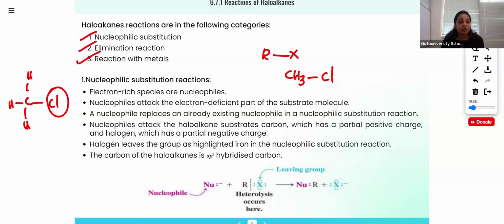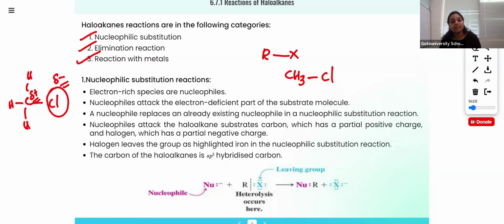As I said before, normally the carbon-halogen bond has a partial polar character. Because of the electronegativity of the halogen atom, the chlorine atom is more electronegative and carbon is comparatively electropositive. So due to the high electronegativity of chlorine, it drags the electron density from this carbon. So the chlorine atom gets a partial negative charge and the carbon atom gets a partial positive charge. This means the bond is polar in nature, right?